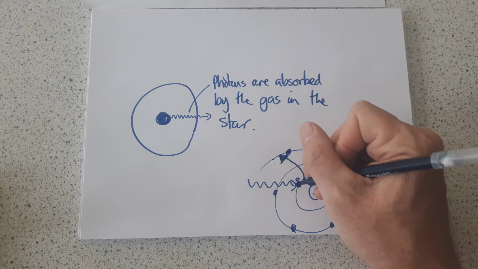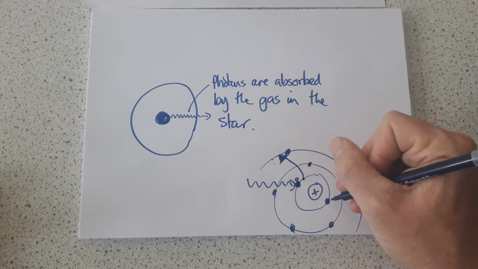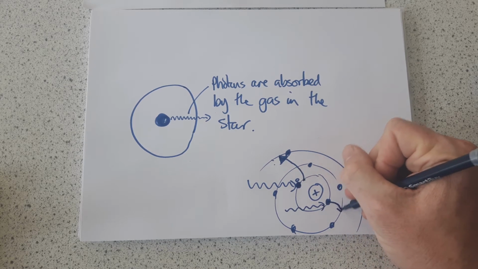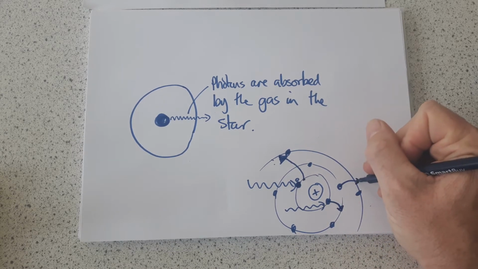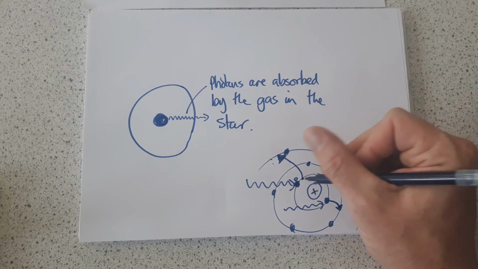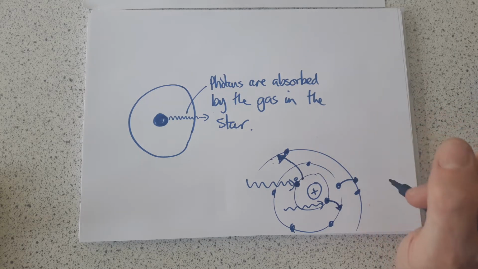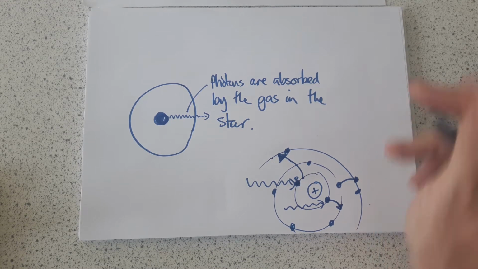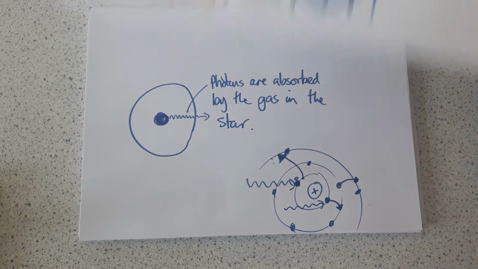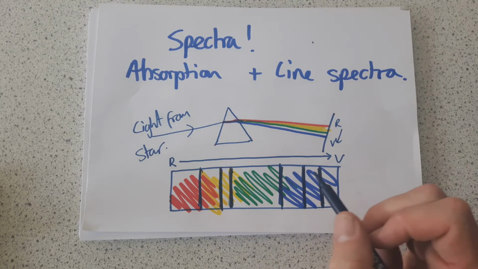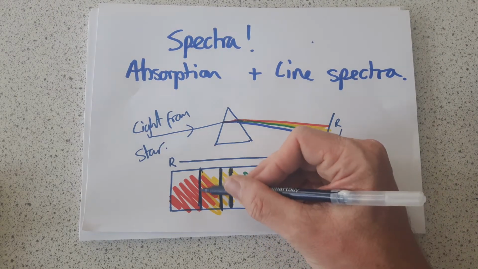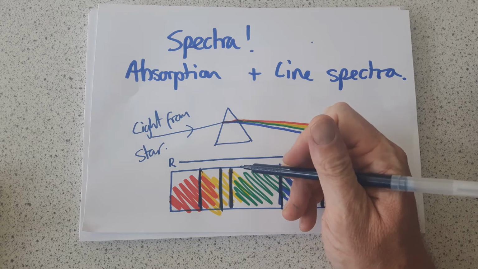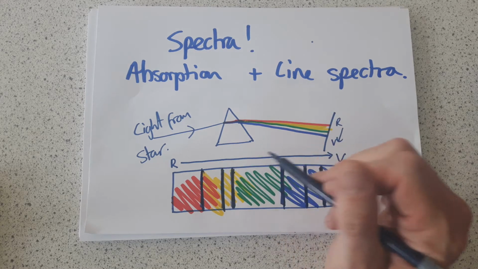Or if a different amount of energy comes along, for example, a different colour, that can make it jump from there to there. Or it can jump from there to there, etc. But each one of these jumps requires a specific energy, and therefore that's a specific colour. So what these black lines show us, this absorption spectra, is where energy has been absorbed to allow electrons to jump to a higher energy state.